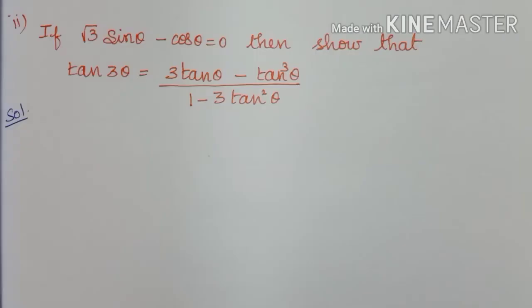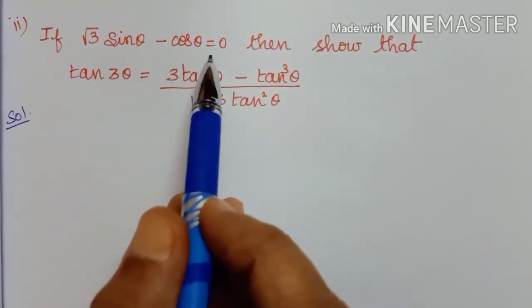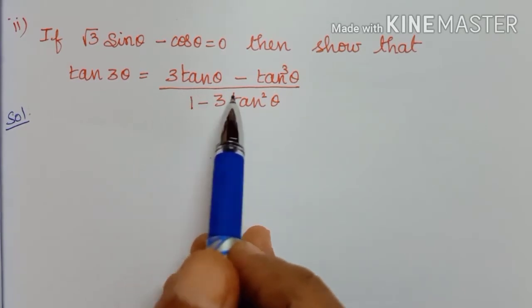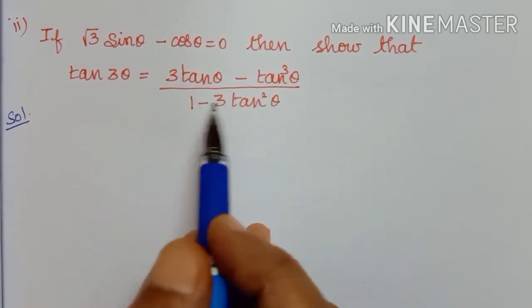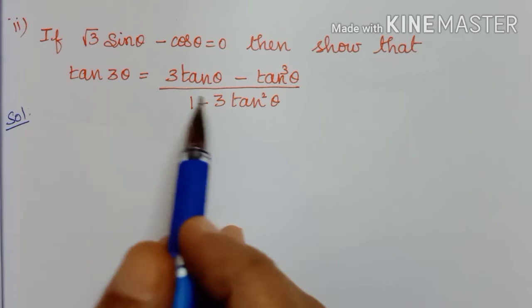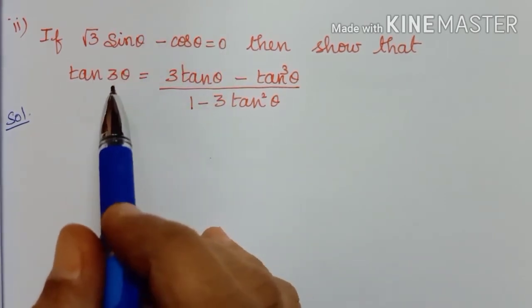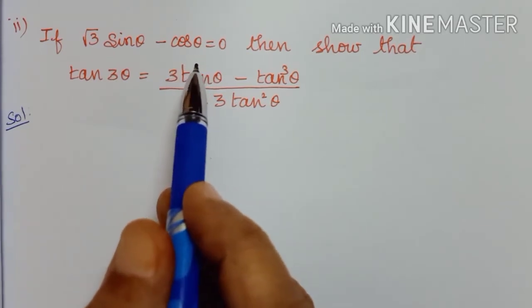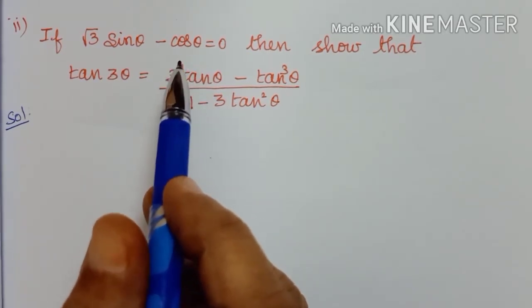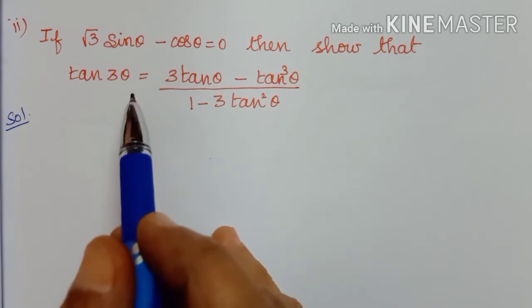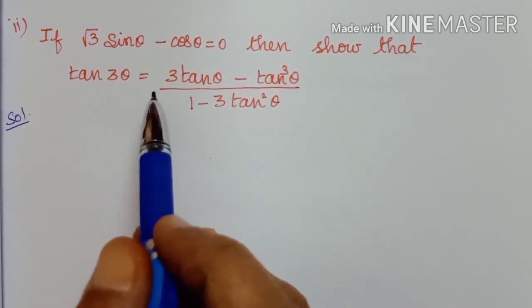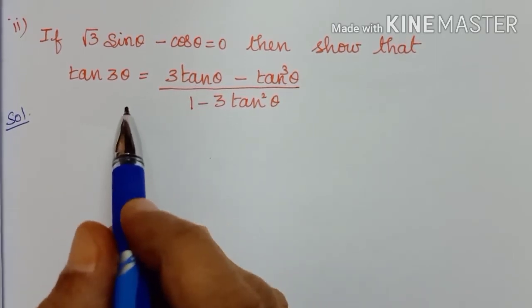Okay. Second subdivision. If root 3 sin theta minus cos theta equal to 0, then show that tan 3 theta equals 3 tan theta minus tan cube theta by 1 minus 3 tan squared theta. So from the given values we are going to prove whether this is true or not. From the given values, we are going to find the theta value. After finding the theta value, we replace it separately in LHS and RHS, and we are going to prove both are equal. Let us see how to prove this one.